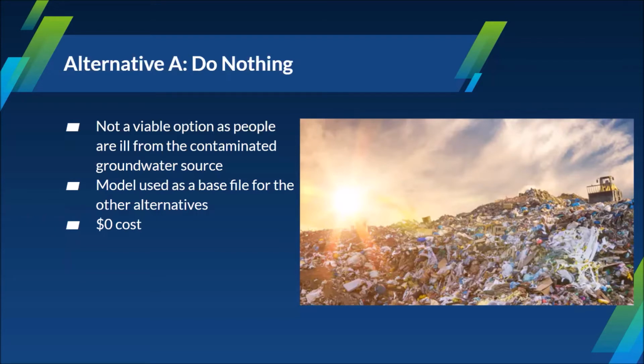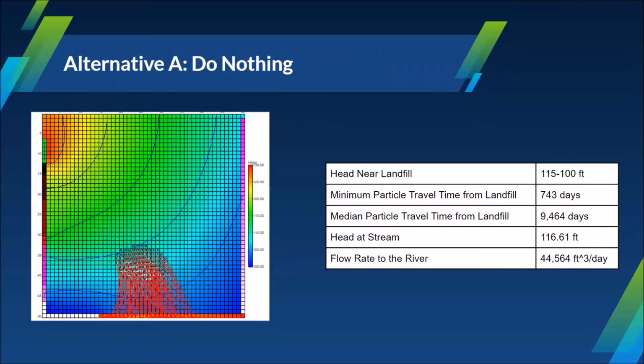In the next slide, we will see that the Groundwater Vistas model results are shown on the left with particle paths originating in the landfill. Alternative A is the control alternative for this design because we will compare these results to the other alternative results so that we can reduce leachate.